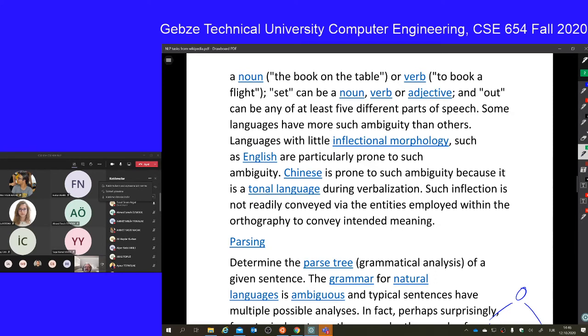In Chinese, it is even more difficult because they write the sentence the same way, and depending on the context, they read it in a different way. It's a tonal language. Okay? Tonal language means that a sentence is written in the same way, but it is read in another way. With tonal languages, ambiguity is even more.